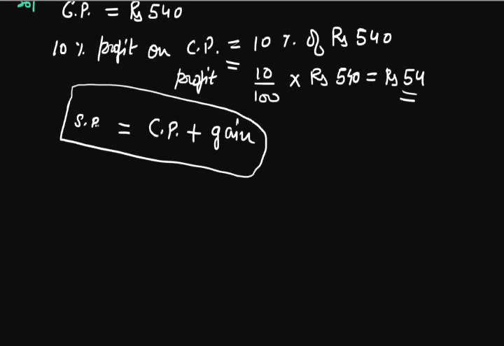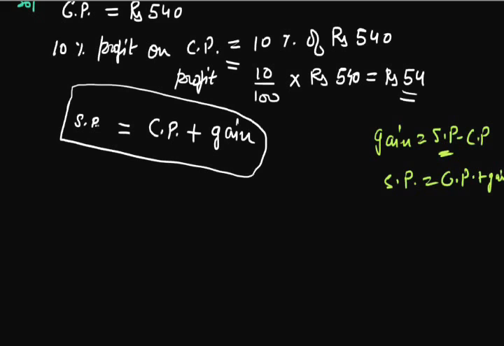Since we know that gain is equal to selling price minus cost price, if we have to calculate the selling price, it will be equal to cost price plus the gain.